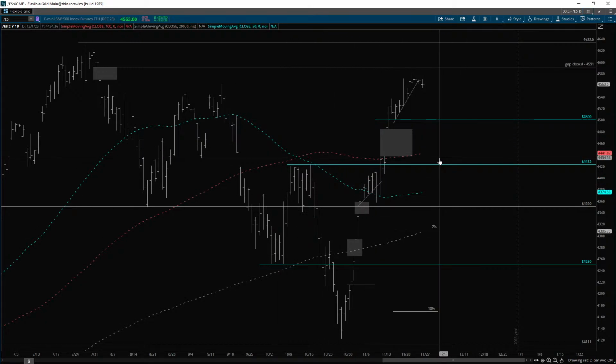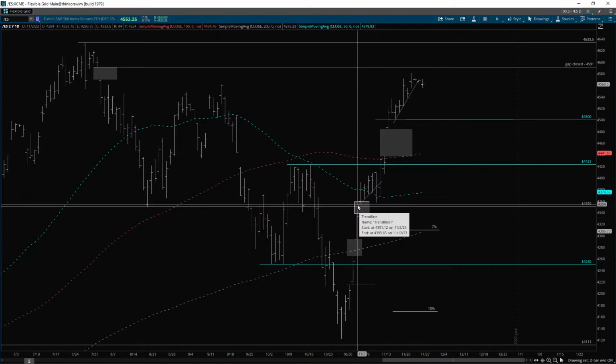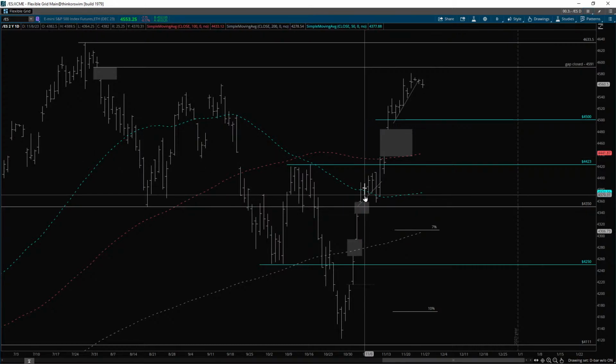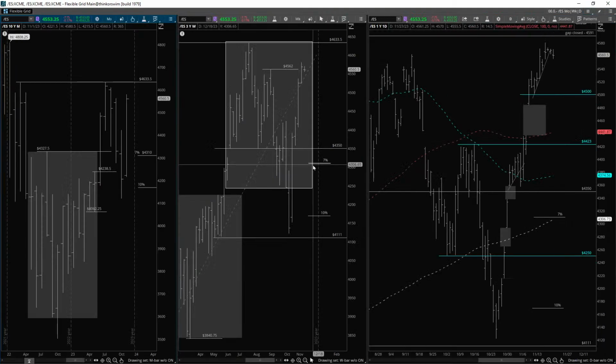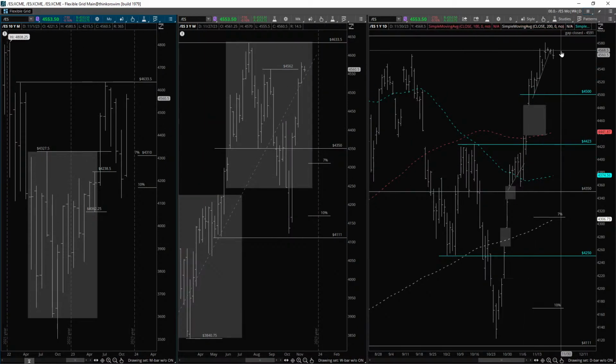But the momentum is to the upside here. I'm not going to short the market. If I short, I'm going to be very careful because the market just has momentum to the upside. All the trends are to the upside. It's going higher, it's going higher, going higher.